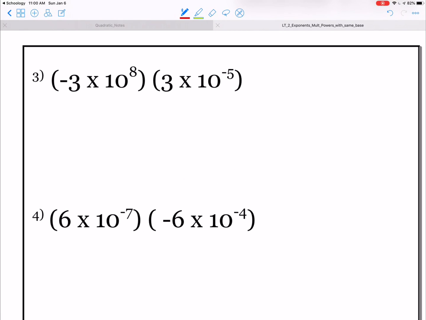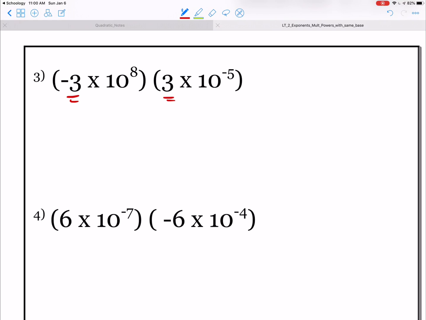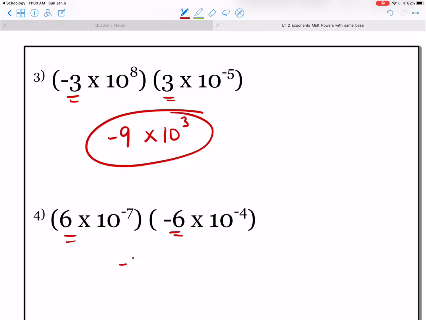Let's look at this one. We'll do -3 times 3, giving me -9, times 10 to the 8 plus -5 gives me 3. Everything looks to be in order. And the next one, we got 6 times -6 gives me -36 times 10 to the, and I've got -7 plus -4 giving me -11. Now -36, I need to move the decimal point one place, so I get -3.6 times 10 to the -10th.